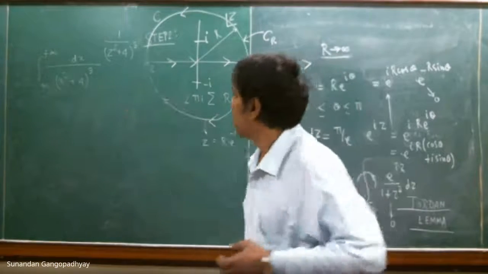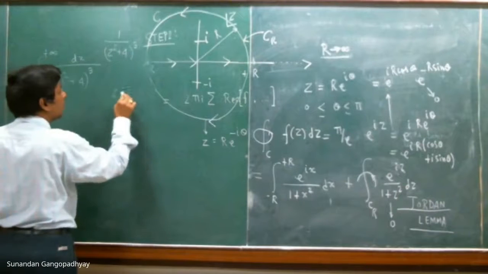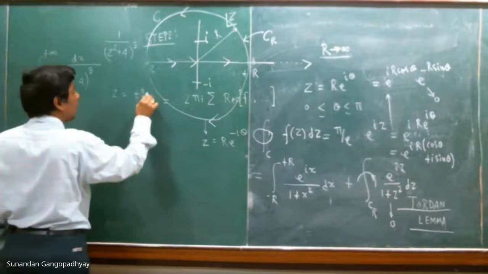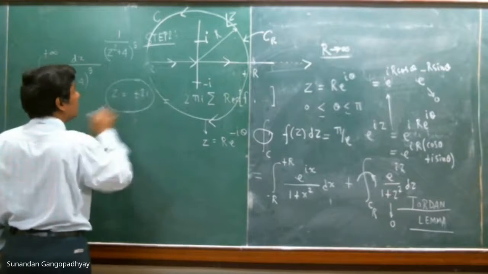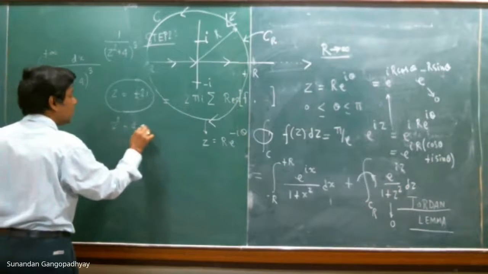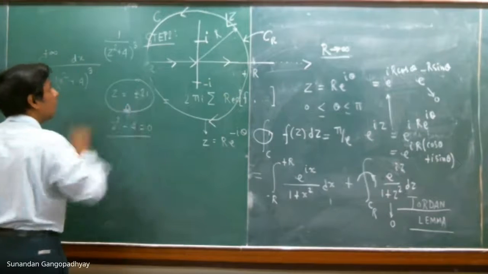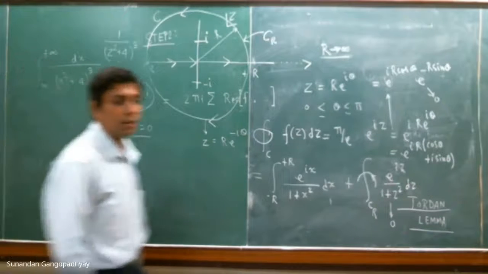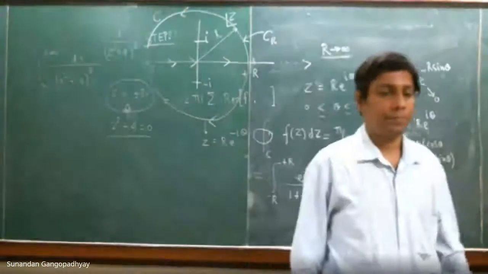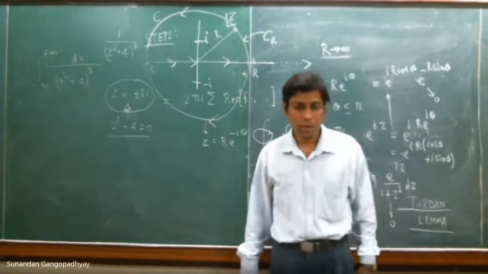So we did a problem like this, and you can see that it is very simple. In this case, you have poles at plus minus 2i. This you can find out by setting z square plus 4 equals 0. This will give you this. And these poles are poles of order 3. Okay? These are poles of order 3.